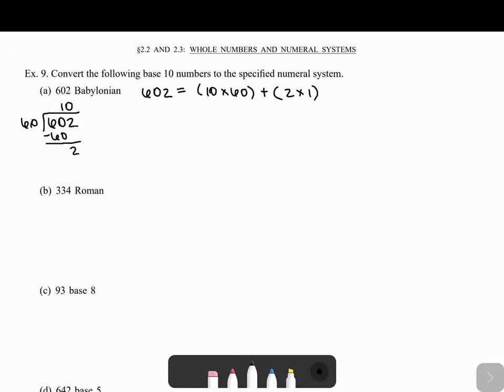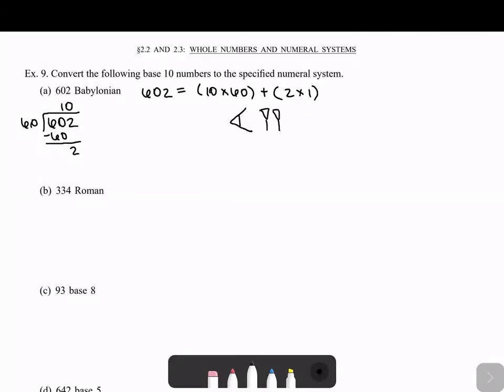Remember that this is a positional system, so we have different place values: the ones place, the 60s place, the 60 squared, 60 cubed, and so on. We have 2 different positions. We have 10 in the 60s place, so we write the symbol for 10. And then we have 2 in the ones place. So this is 10 times 60 plus 2 times 1. This is 602 in the Babylonian number system.